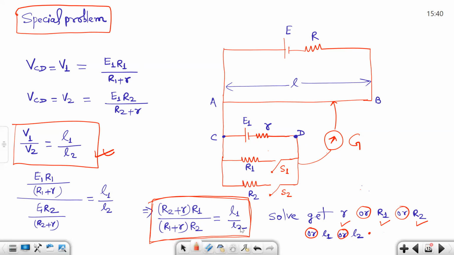So this is a very useful result, and it will definitely help you to solve questions when you get some tricky question from the potentiometer concept.